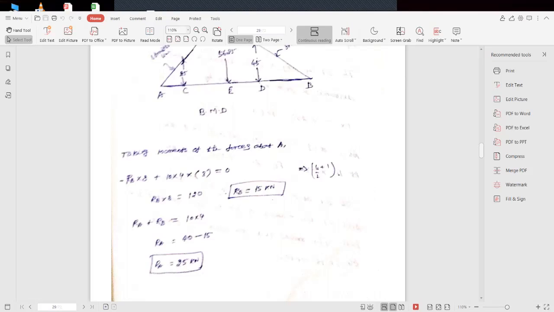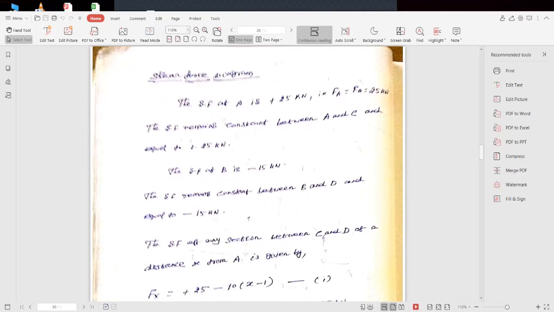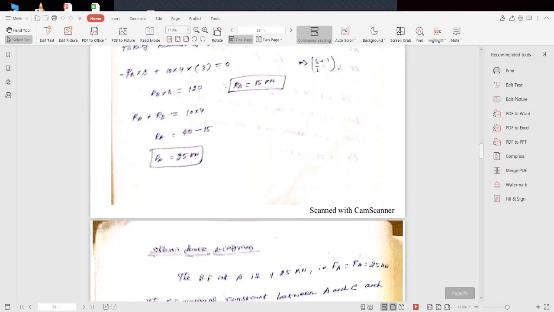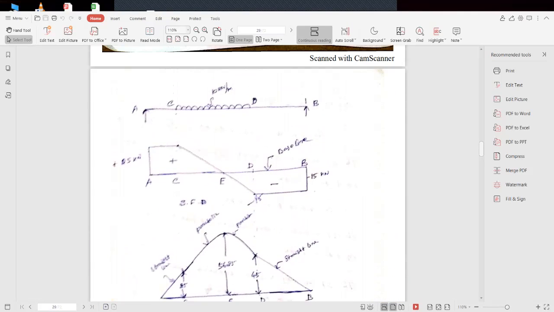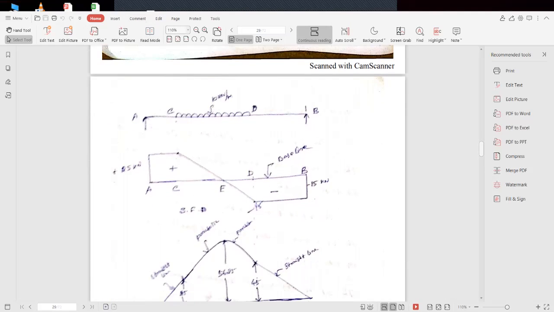And second equation, sum of the upward vertical force will be equal to sum of the downward vertical force, right? So now we can see how to draw the shear force diagram. So you can see at A point, RA will be equal to how much? 25 kilonewton, right? So this RA value is 25 kilonewton. Therefore, plus 25 kilonewton. So from 0 it is increasing to plus 25 kilonewton.